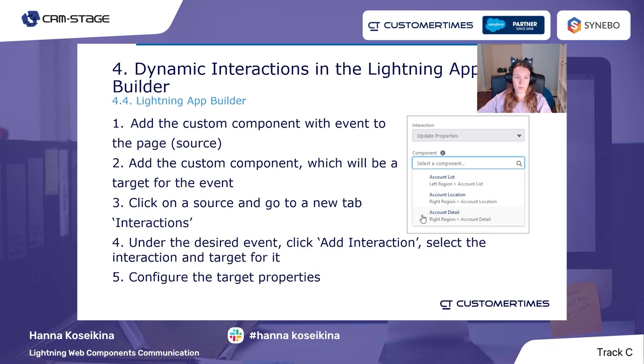The custom component where this event is published should be put on a page, and it will of course be the source. We need to have, for example, another custom component which will be a target for the event. After that, when you click on the custom component which is the source, there is a new tab near properties called interactions. Under the desired event, you can click the Add Interaction button, select the interaction, and select a target for it. It's our new second component. And configure the target properties.